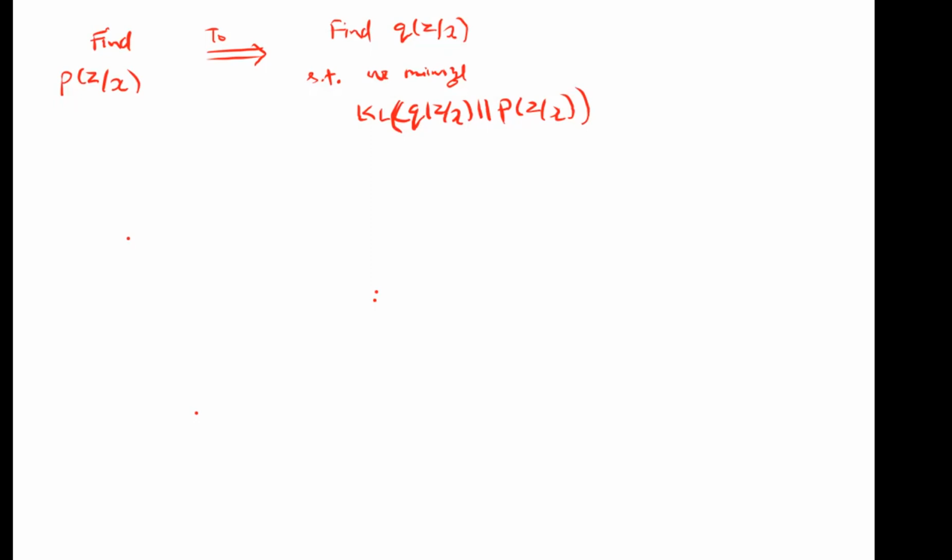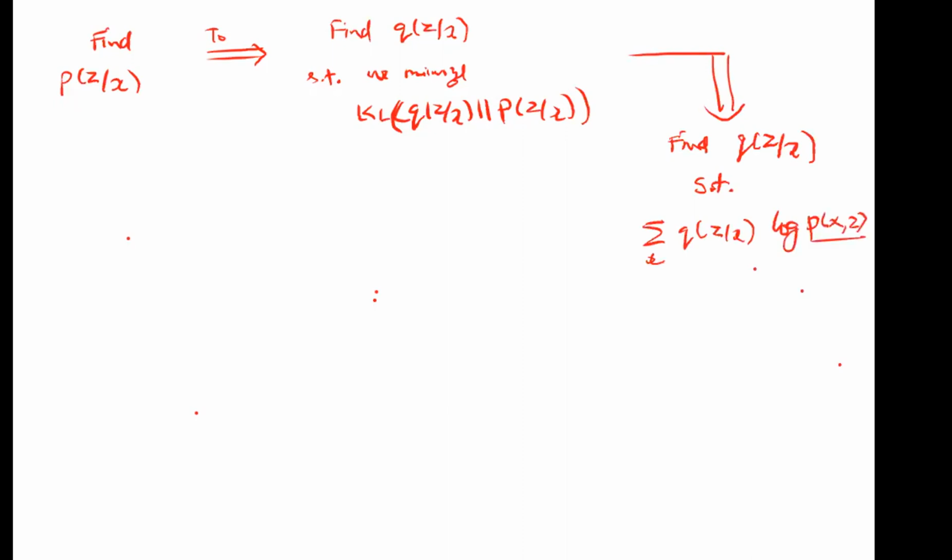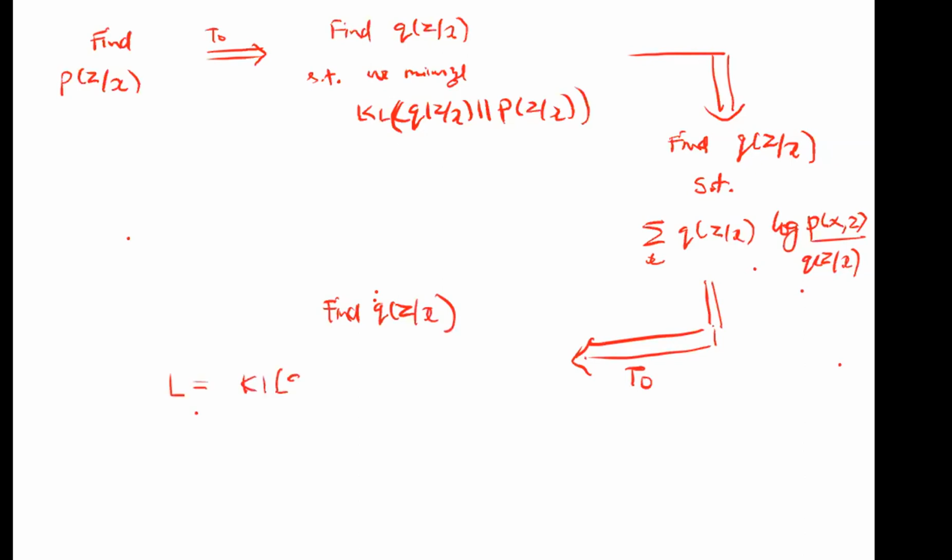Now, as Jatin showed in his derivations, what happens next is we do some math, and we again convert this problem to finding Q of Z given X such that we're maximizing the ELBO function. That's probably just an intermediate step here, but yeah, we convert the problem to this. And finally, after doing a bit of math, we convert this problem to finding Q of Z given X such that we minimize the loss function, which is the KL divergence between Q of Z given X and a probability distribution of the latent vector which we choose.